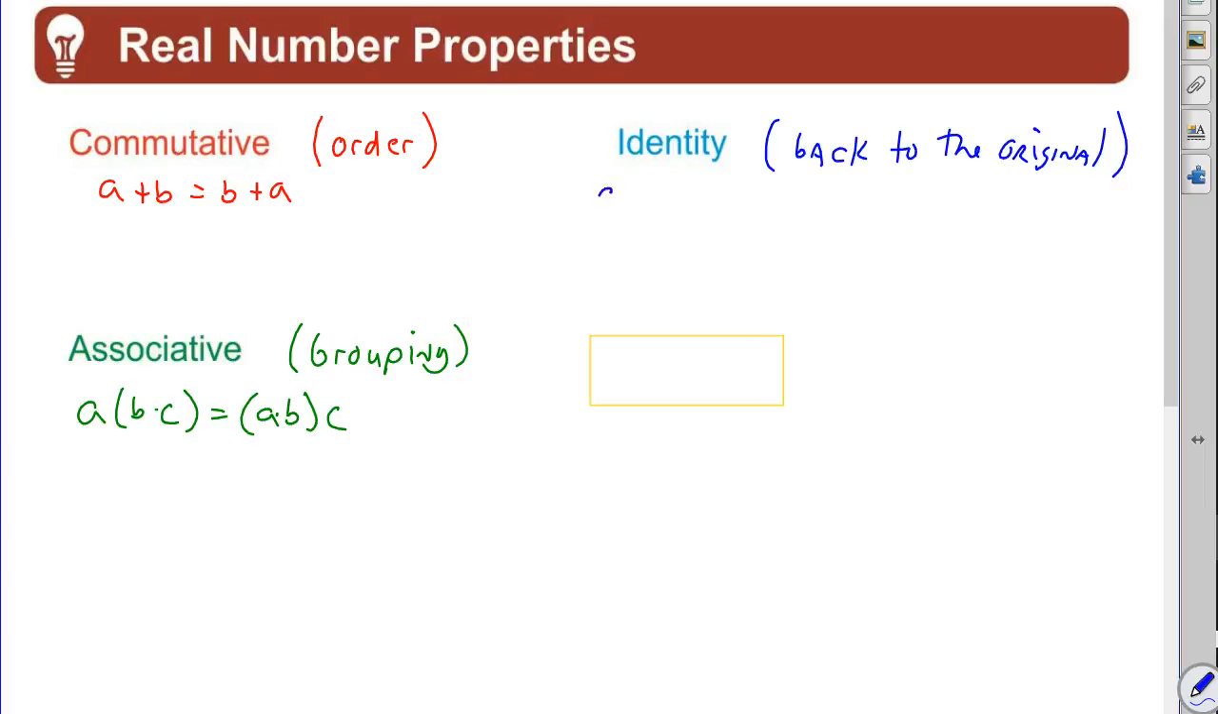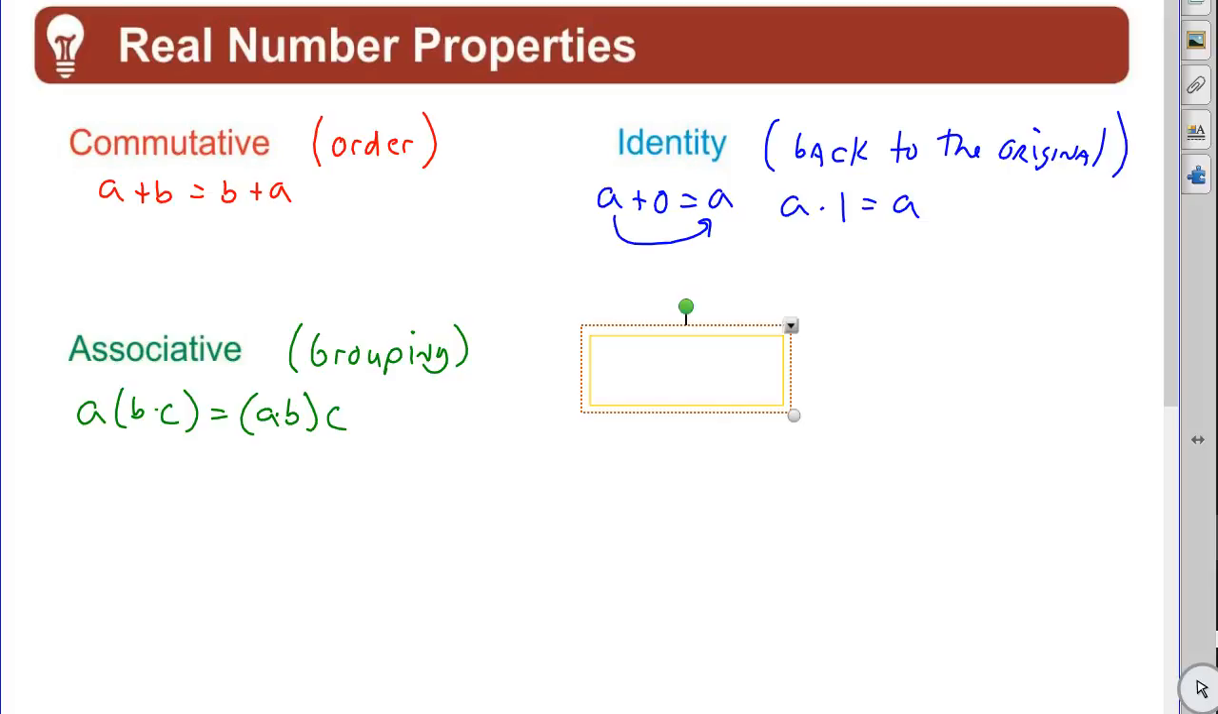So for addition, A plus 0 gets you back to the original, to A, right? See how you're back to the original? And if it were multiplication, it would be A times 1 equals A. Again, we're back to the original.